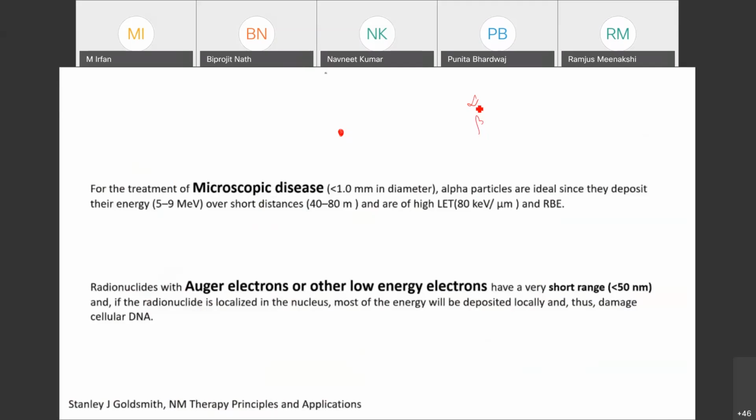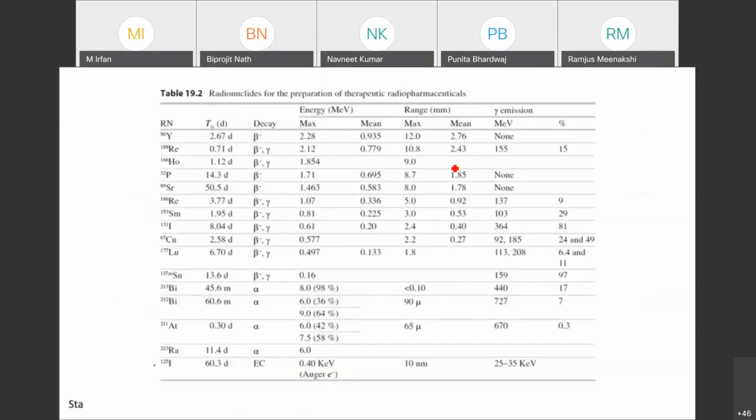The answer is we have to go for an alpha particle emitting radionuclide. For example, if I use a beta particle emitting radionuclide, it goes wrong. Here is a small tumor, and that's my beta particle emitting radionuclide. We know that beta particles have a higher range, and that too in millimeters.